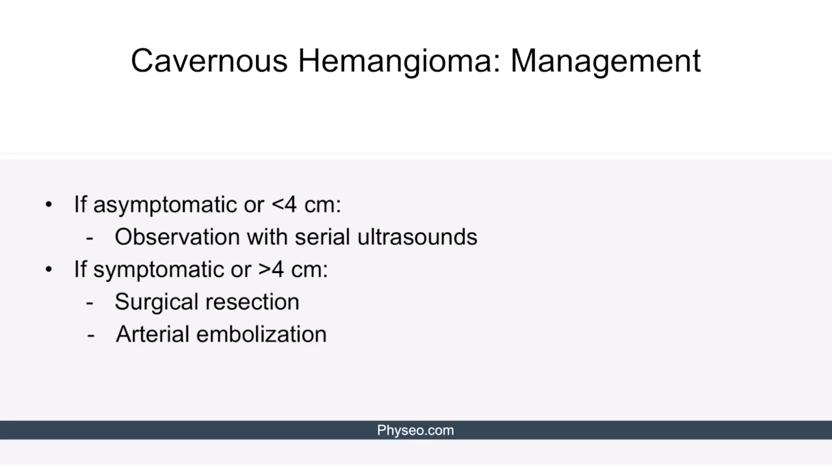As far as management is concerned, if the cavernous hemangioma is asymptomatic or less than 4 centimeters, then management is simply observation with serial ultrasounds. However, if it's symptomatic or greater than 4 centimeters, then surgical resection or arterial embolization can be done. Arterial embolization will occlude the blood vessels feeding the cavernous hemangioma. Therefore, the mass will decrease in size due to decreased blood flow.